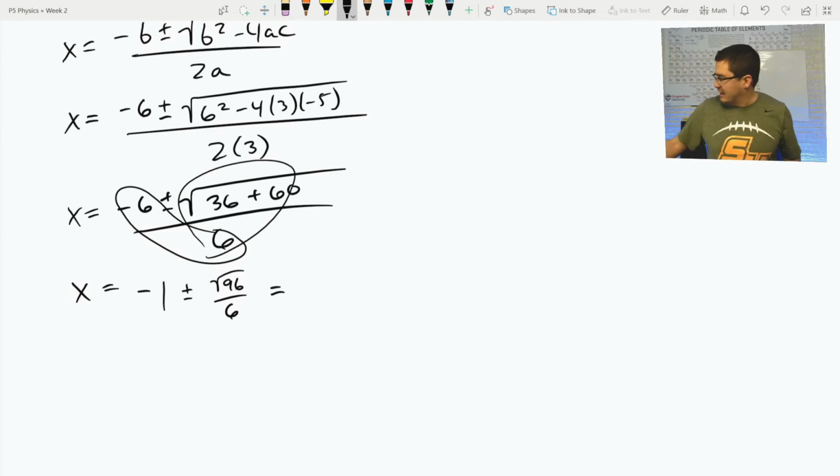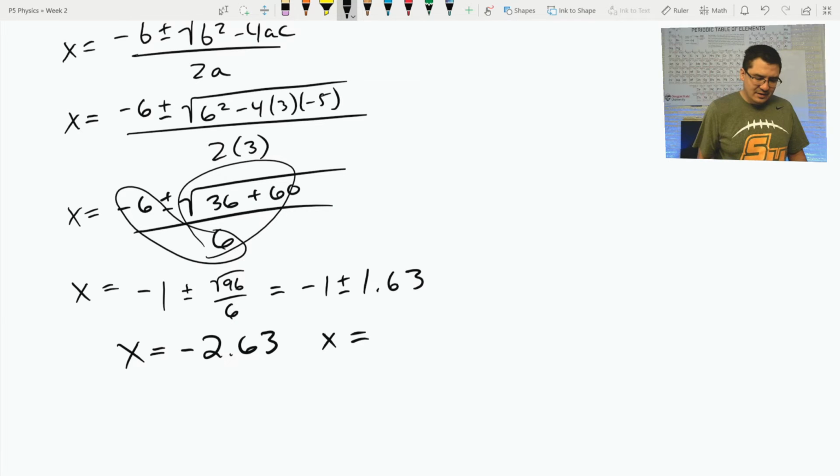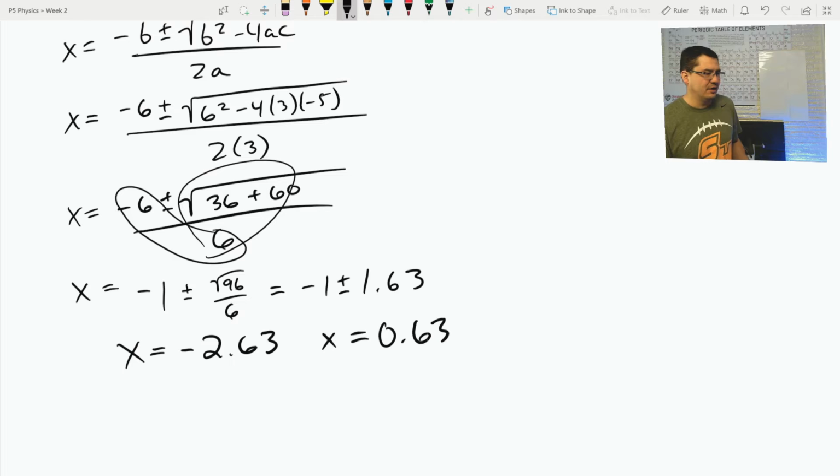Let's just find that radical first. So the square root of 96, close my parentheses, over 6. That's -1 plus or minus 1.63. And so my two solutions are -1 minus 1.63, which on the left would be -2.63, and then on the right, -1 plus 1.63 would be 0.63. That would be the solution on the right.